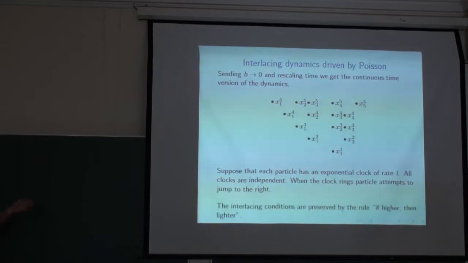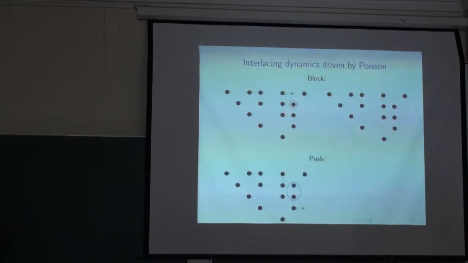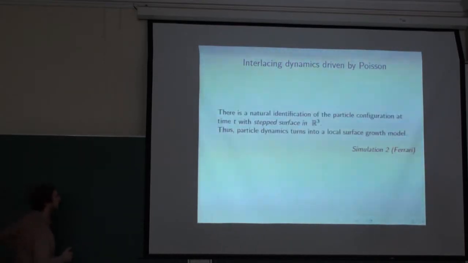Let me again tell you how the interlacing conditions will be preserved. So let's see with pictures. If this particle tries to jump to the right, but the heavier particle is blocking it, then it is just blocked, so nothing happens. On the contrary, if this particle tries to jump to the right, and it is not blocked by heavier particles but by lighter ones, then it just pushes those particles and moves them to the right. Okay. So this particle dynamics can again be identified with something interesting. Now it's some surface growth model.